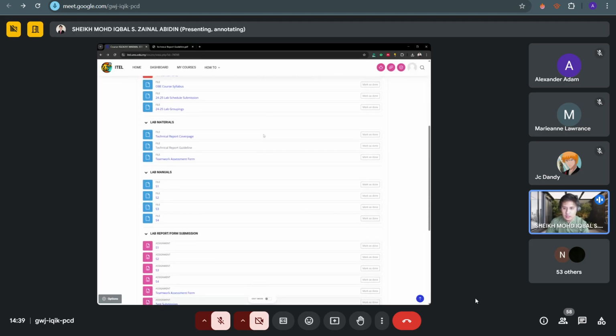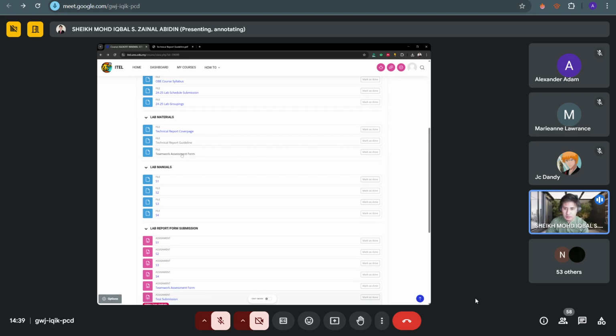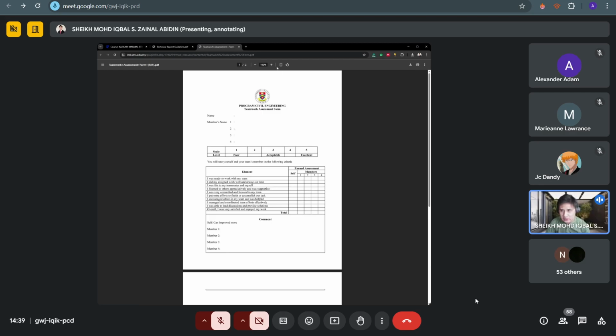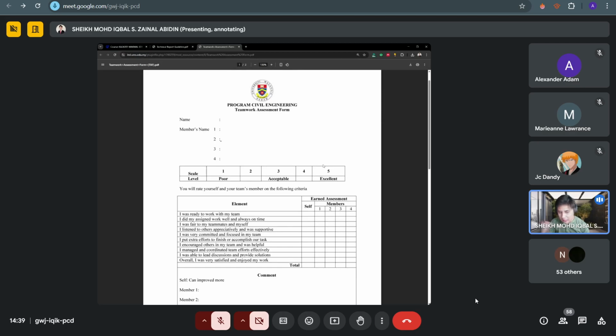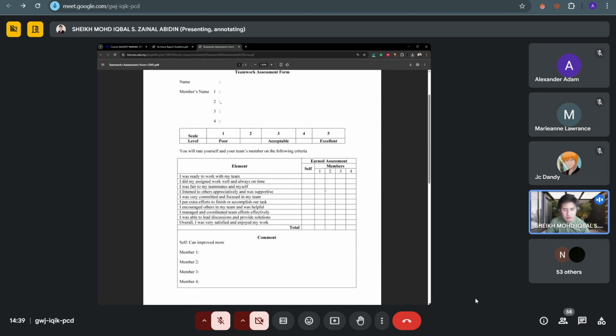Okay, that's it for the technical report. So this is the teamwork assessment form. So this is where you rate your team members, all right? So at the end of all the labs, at the end of everything, you will be asked to fill in the teamwork assessment form here. So this is where you rate your members, right?